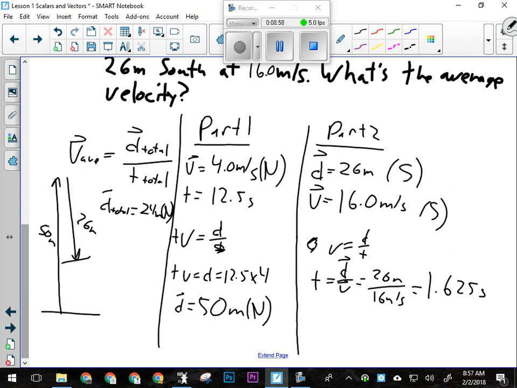All right, can I find how long the whole trip took? I know the first part took 12.5 seconds. I know the second part only took 1.625 seconds. So can I figure out what the total time is? How do I do that? Davis, what do we do? If I want the total time, this part took 12.5, that part took 1.625, add them up, right? So my total time is going to be 14.125. I probably shouldn't add stuff in my head.